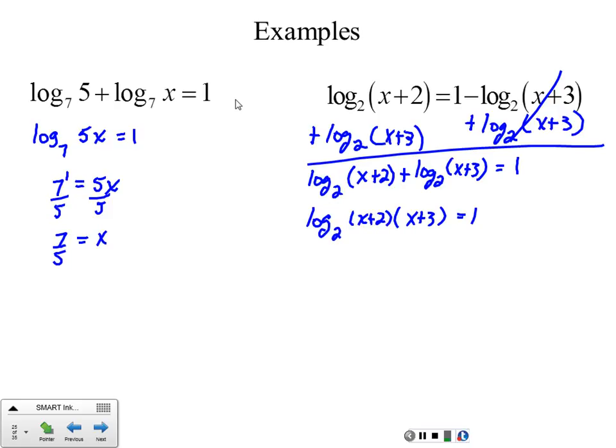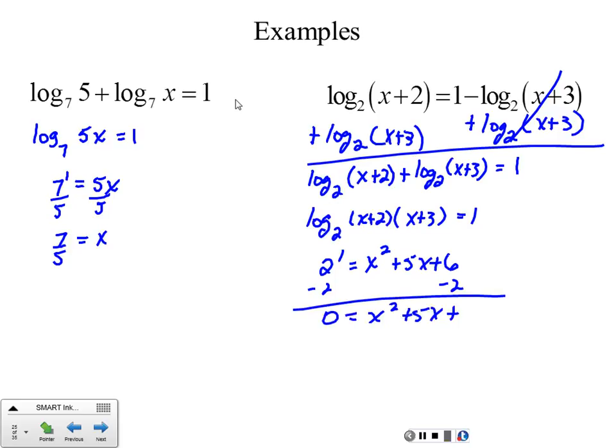So the plus sign in between tells me to multiply the arguments. Let's go ahead and change this to exponential. We're going to have 2 to the first power. Of course, it's going to be 2. And I'm going to go ahead and pull this out. So we're going to have x squared plus 5x plus 6. I see that it's a quadratic. So we need to get it set equal to 0. So we'll minus 2 from both sides. And so we'll have 0 is equal to x squared plus 5x plus 4.